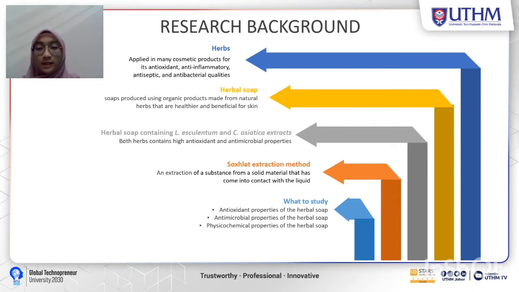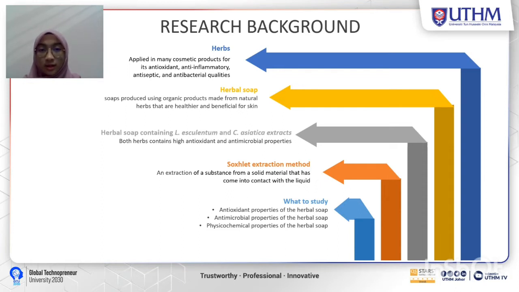Moving on to the next point, herbal soap containing Lycopersicon esculentum and Centella asiatica extracts. In this study, herbal soap containing both of these extracts will be produced. The reason for the selection of these herbal plants is because both contain high antioxidant and antimicrobial properties. Both properties are very useful in soaps since they enhance the efficiency of the soap as a cleansing agent.